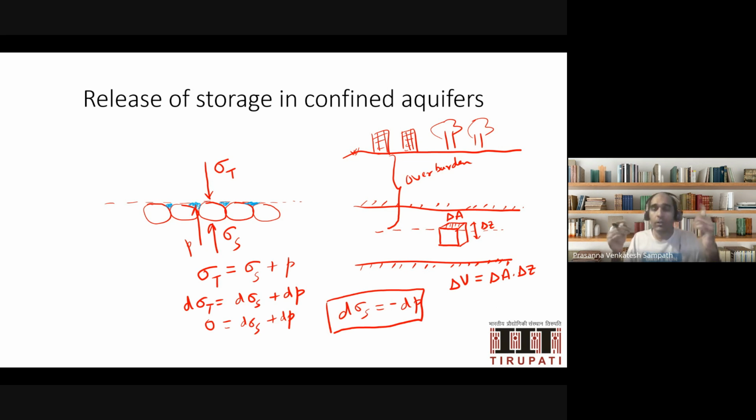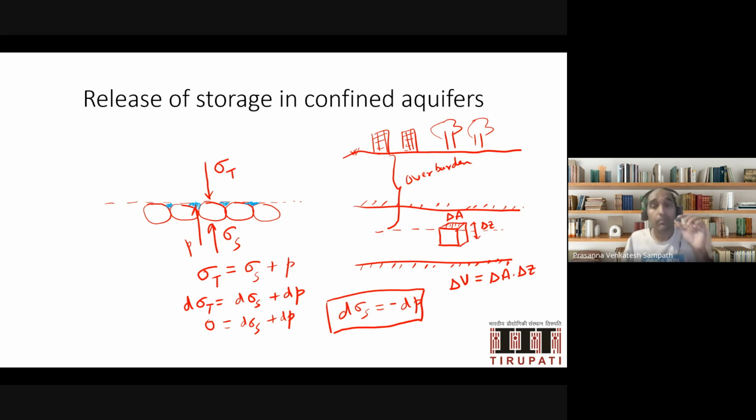So you can think of it also as, if I add some water inside, the pressure of water will increase and the intergranular stress will decrease. D sigma s will become negative, right? So whether I'm pumping water out or pumping water in, the response of the intergranular stress and the water will be opposite to each other, so that the total stress remains the same. When I add some water inside, that does not change the overburden pressure. When I remove some water, also it does not change the overburden pressure.